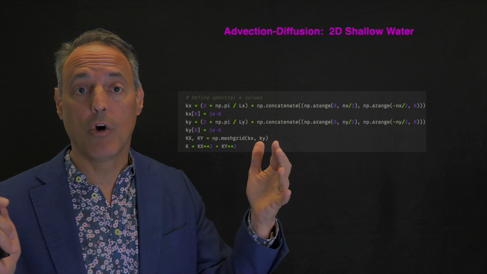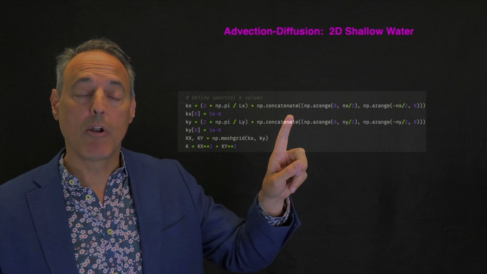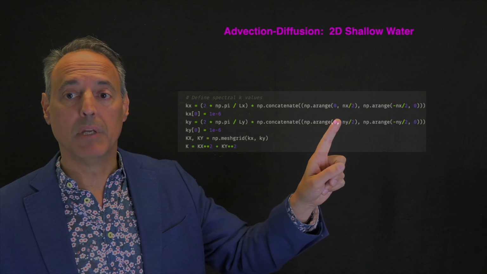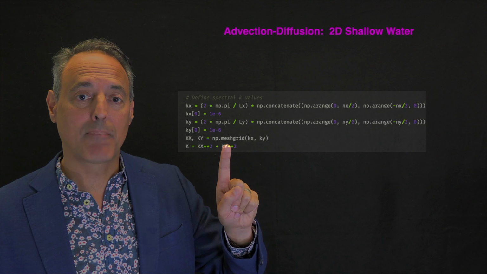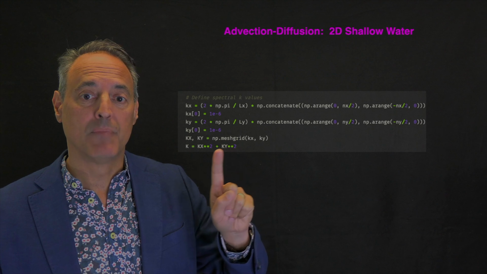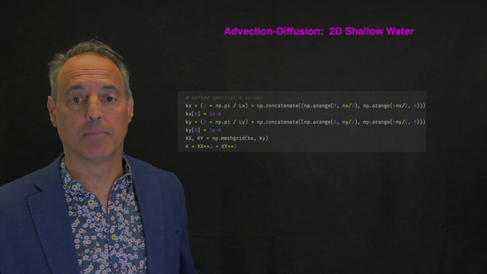Remember, there is this butterfly algorithm. So your wave numbers, which you go from negative n over 2 to n over 2, are now flipped. So it goes from 0 to n over 2 and minus n over 2 to minus 1. And that's what this does here. It already knows that when I take the Fourier transform, I'm going to be in this flipped domain. And so we're making the wave numbers to be set up for that. We have the k of x, we have the k of y, and just like before, we mesh grid both of them. And then we can make this matrix here, which is kx squared plus ky squared.